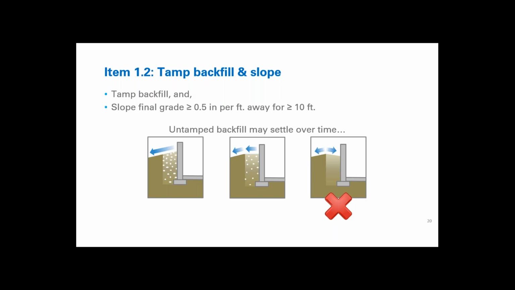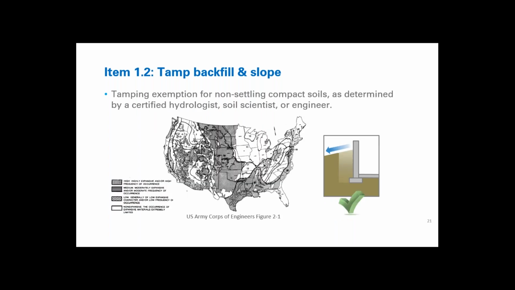There are a few exemptions to this requirement. The first exemption is for homes that have non-settling compact soils. The compactness of these soils reduces the voids and therefore minimizes shifting and settling that could alter the slope.